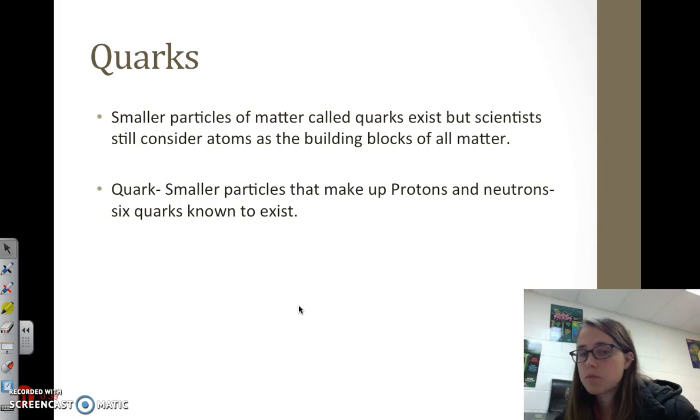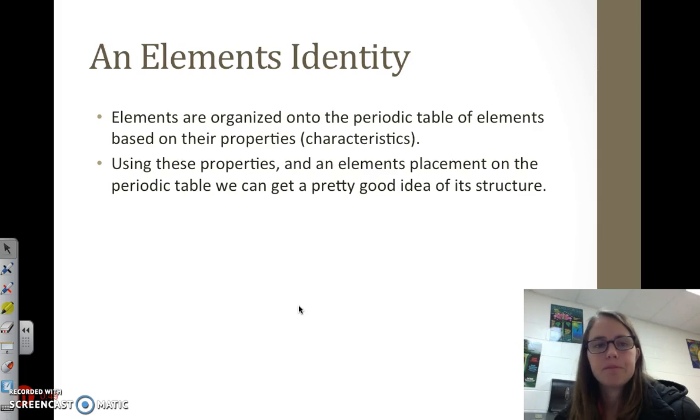A quark is just a small particle, like I said, that makes up protons and neutrons, and there are 6 different quarks that can make up protons and neutrons. That's really all you need to know about it.